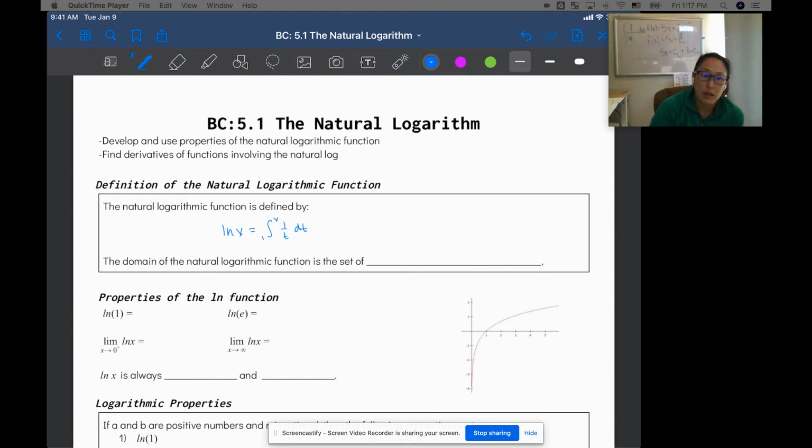The natural log is defined by the integral from 1 to x of 1 over t dt. And the domain of a natural log, remember, looks like this. It has a vertical asymptote at x equals 0. So the domain is x is greater than 0, or all positive real numbers.